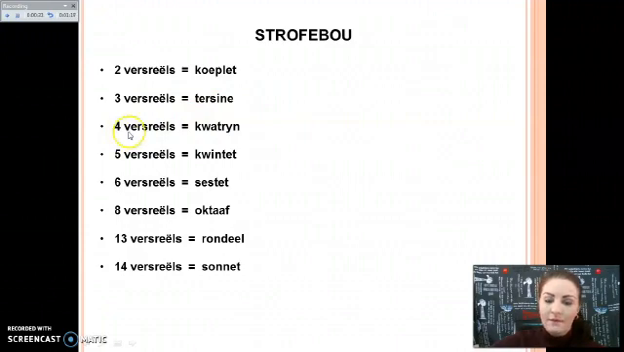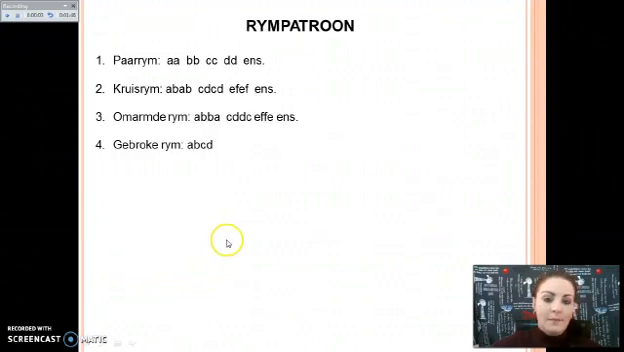4 lines, 4 versreëls is called a quatrain. 5 versreëls, 5 lines is called a quintet. 6 versreëls, 'n sestet. 8 versreëls, 'n oktaaf. 13 versreëls, 13 lines, 'n rondeel. 14 versreëls, 'n sonnet.